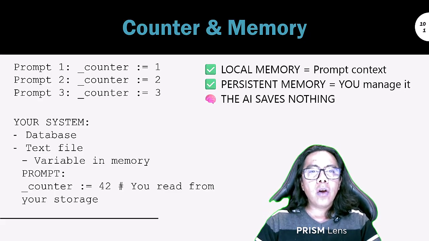Analogy. Local memory: paper in your hand. It is lost if you drop it. Persistent memory: book in your library. You store it. You take it out when you need it.